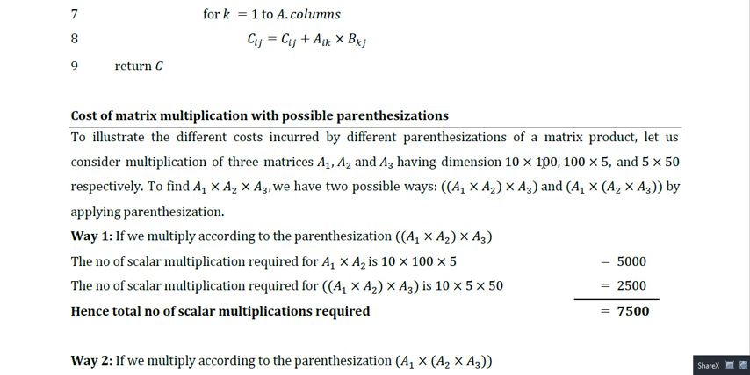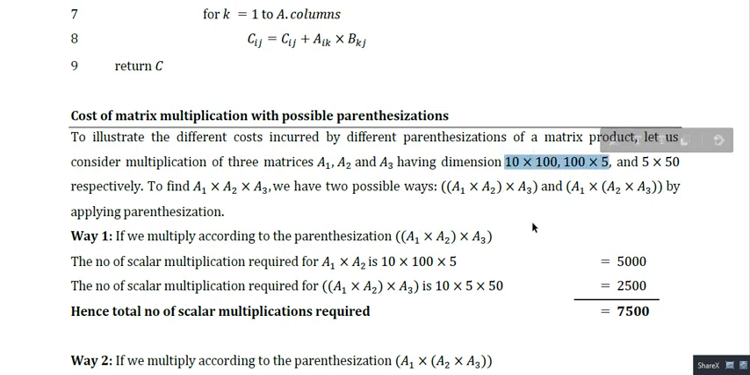If we are multiplying two 3 cross 3 matrices, then the total number of scalar multiplications will be 3 into 3 into 3, that is 27, right? Because for each term you will have 3 multiplications. So how many terms are there? 9 terms. So 9 into 3 is 27, right? So similarly, how many scalar multiplications will this multiplication require? 10 into 100 into 5, so it is 5000.